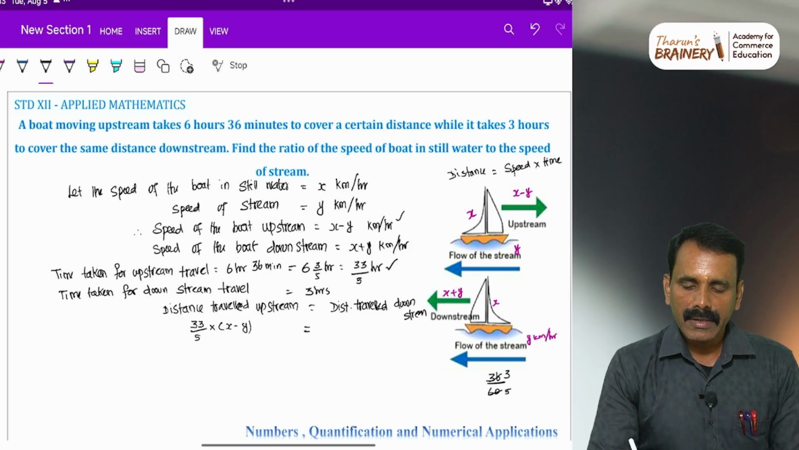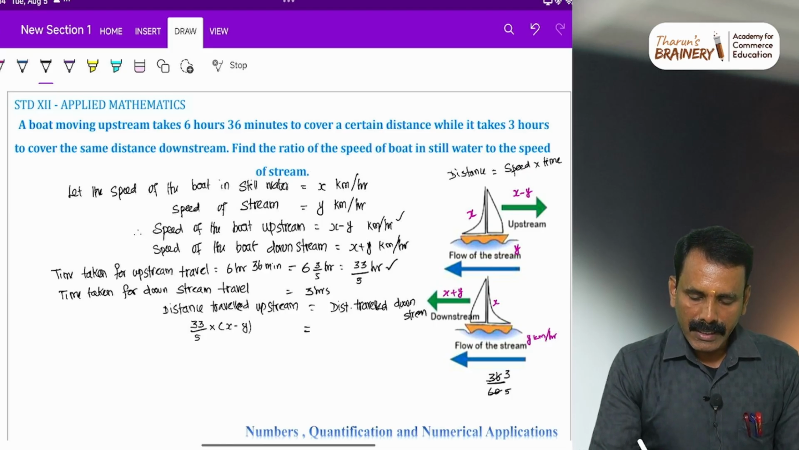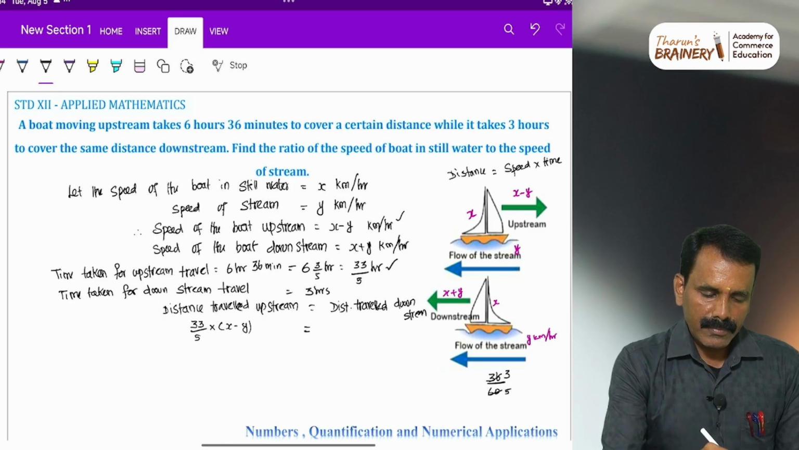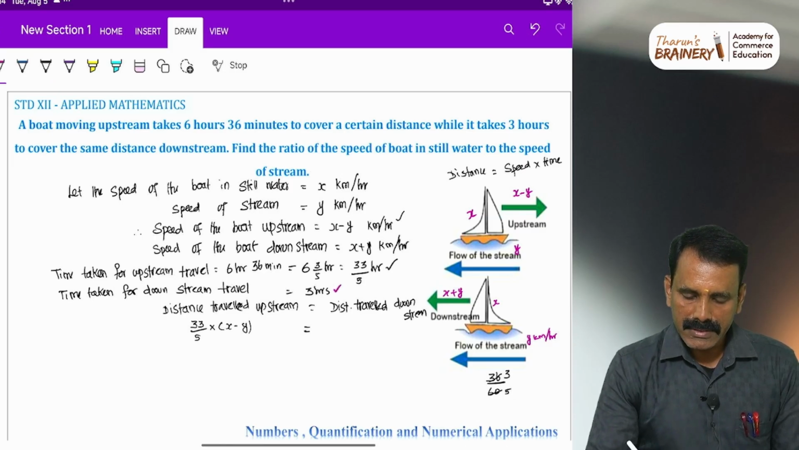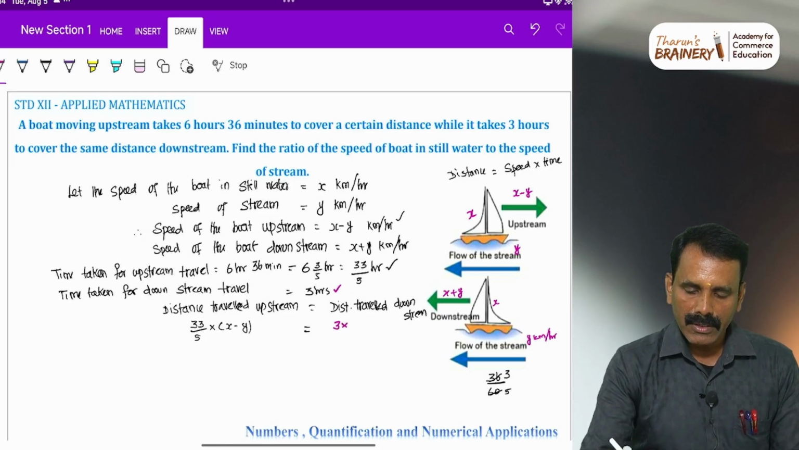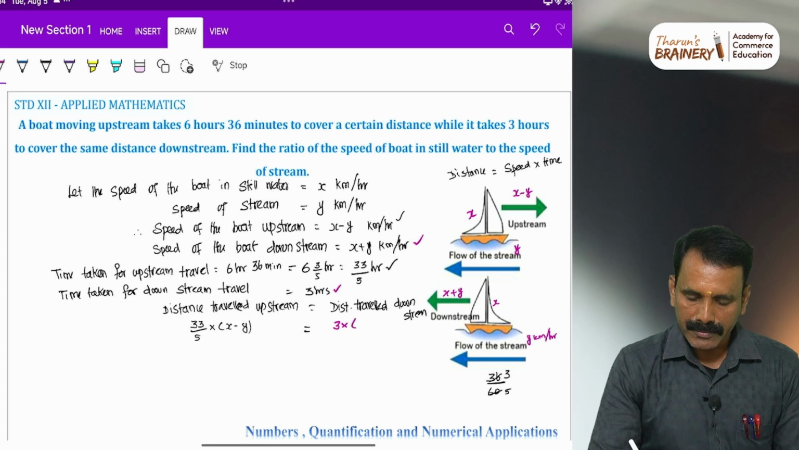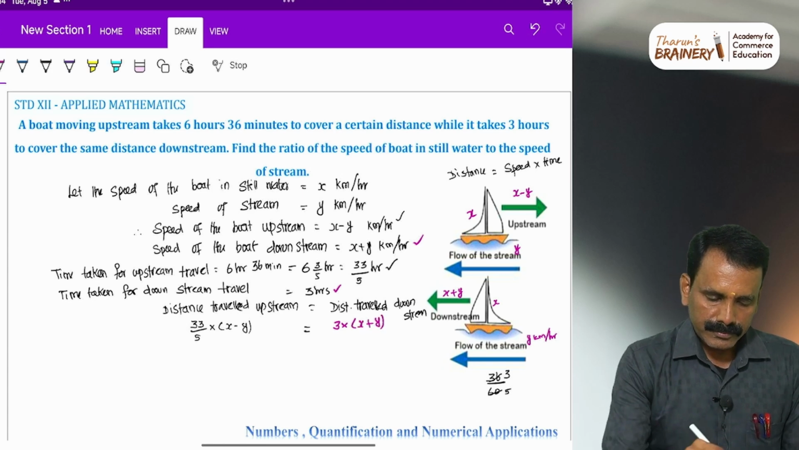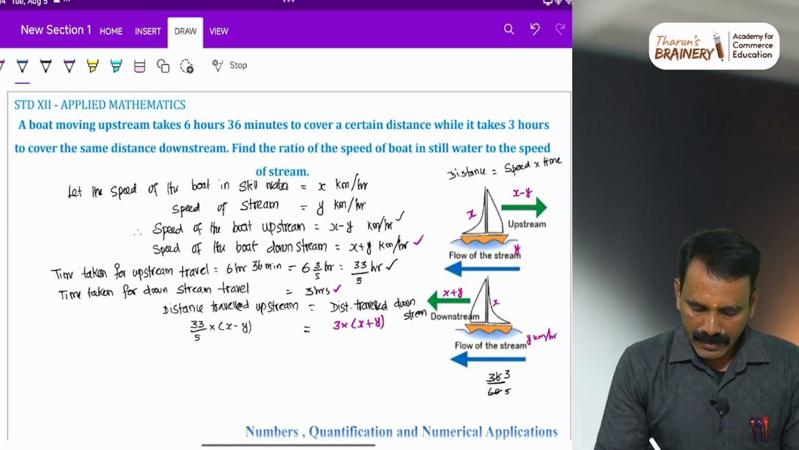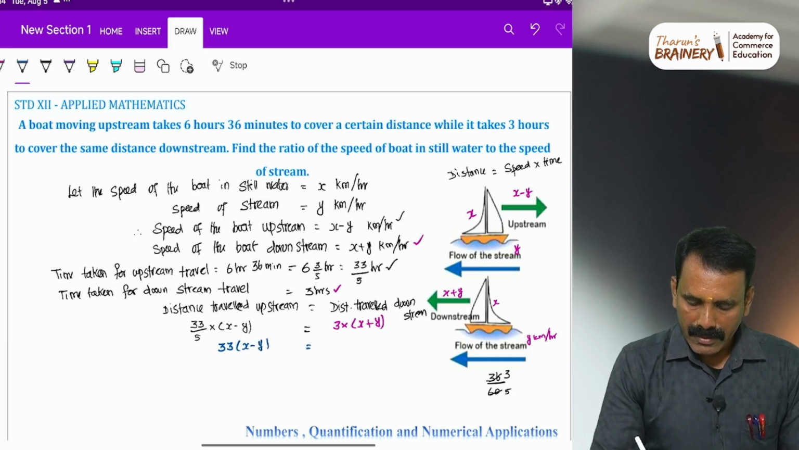Okay, how to calculate? Again the same formula, it is speed into time. It is going to be time for the downstream travel is 3 hours, and we are going to multiply it with the speed for the downstream, which is nothing but x plus y. So we take 33 into x minus y is equal to, we cross multiply this 5, 15 into x plus y.